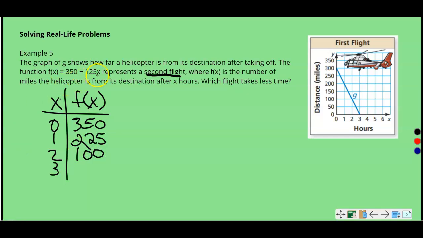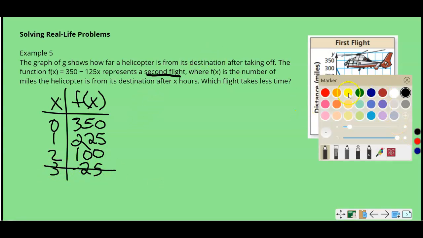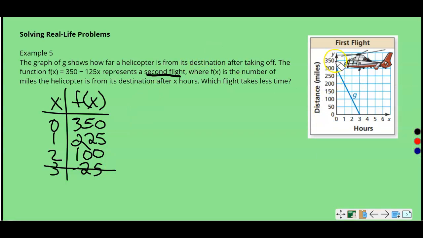And then if you plug a 3 in here, we're not going to be able to go quite that far. So 3 times 125 would be 375, and 350 minus 375 would be negative 25. So we're not going to be able to have a negative distance, so we know that one's going to be too far.